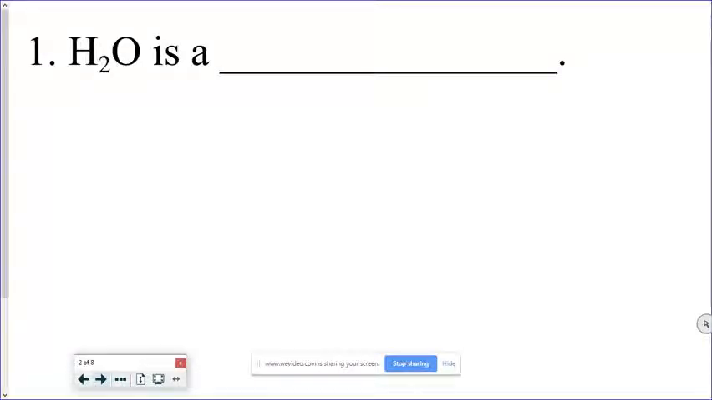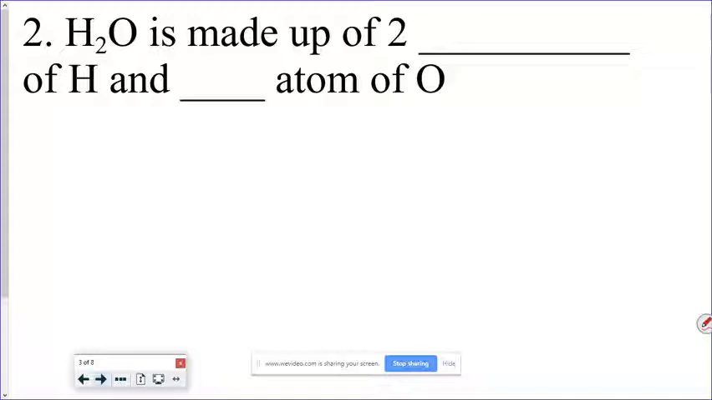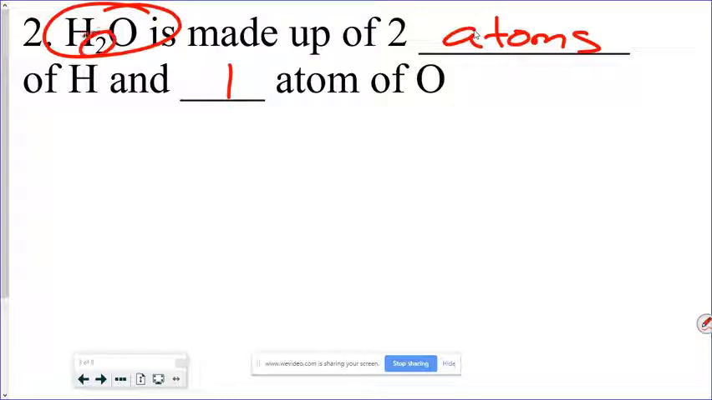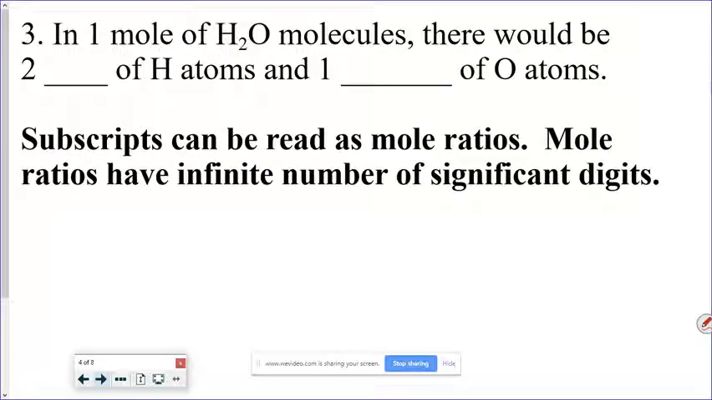All right, so water is a molecule. H2O is made up of two atoms of hydrogen and one atom of oxygen. So if we have one molecule of this, we have two H's and one O. That's what we're saying. In one mole of water molecules, there would be two moles of hydrogen atoms and one mole of oxygen atoms.